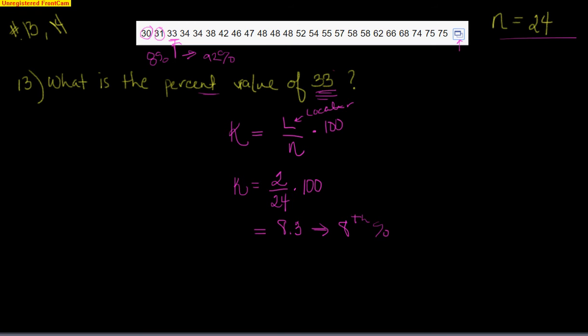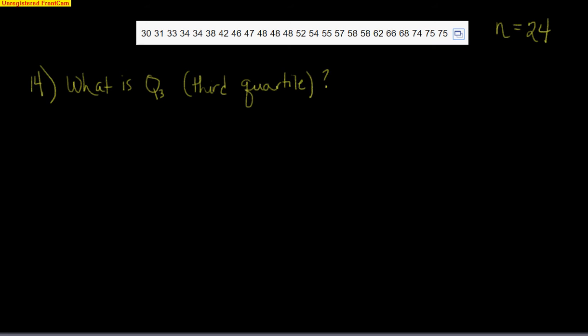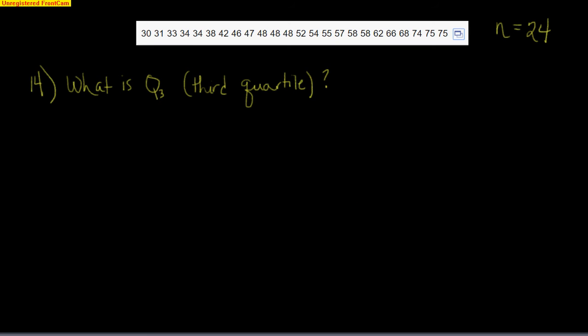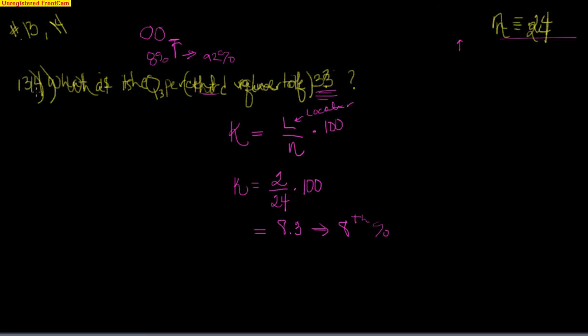Let's go ahead and take a look at number 14. Number 14 is a similar type question. It's just asking us to go the opposite direction. It says, what is Q3? Or in other words, the third quartile.